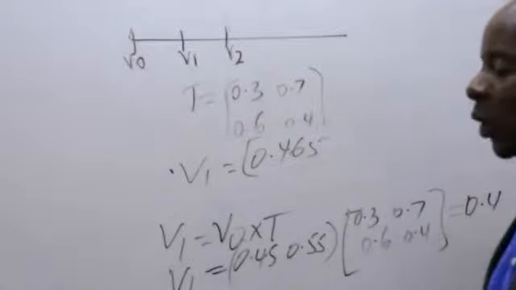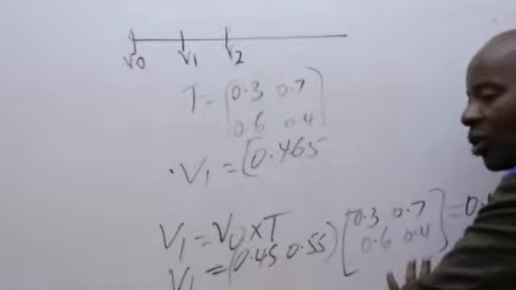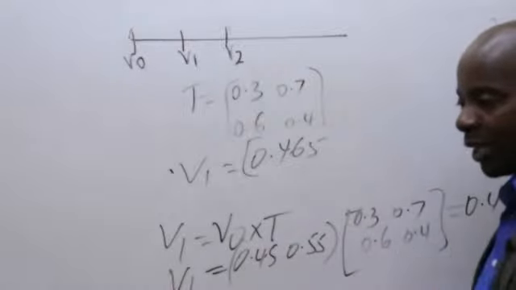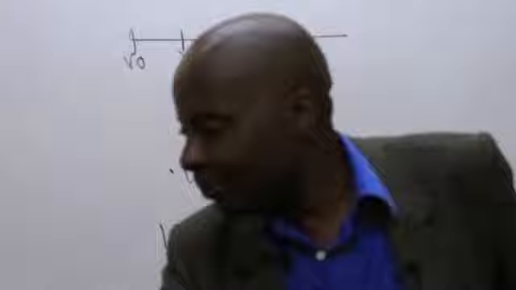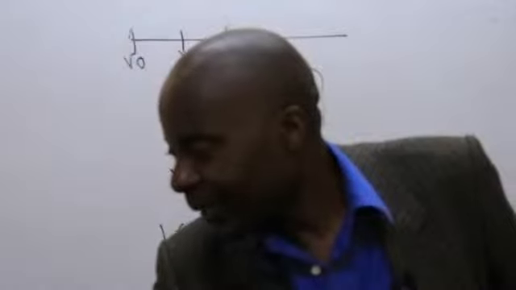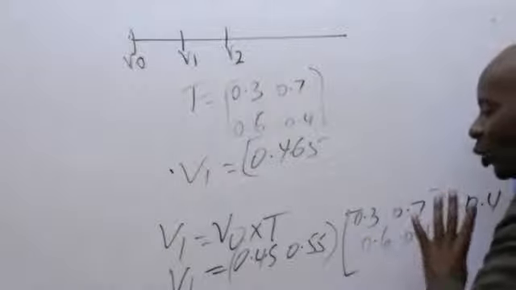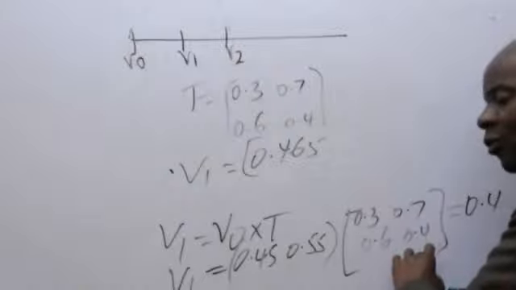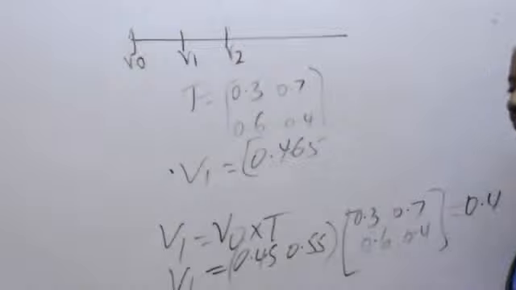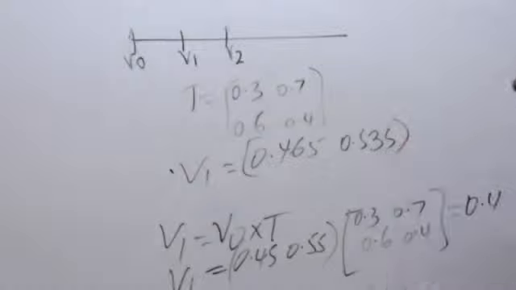How do I get the second component? To get the second component, I will take this row by the second column. I hope they're able to follow. How do I do it? 0.45 times 0.7 plus 0.55 times 0.4. Please give me a figure. Denzel is giving me 0.535. So that is vector 1.